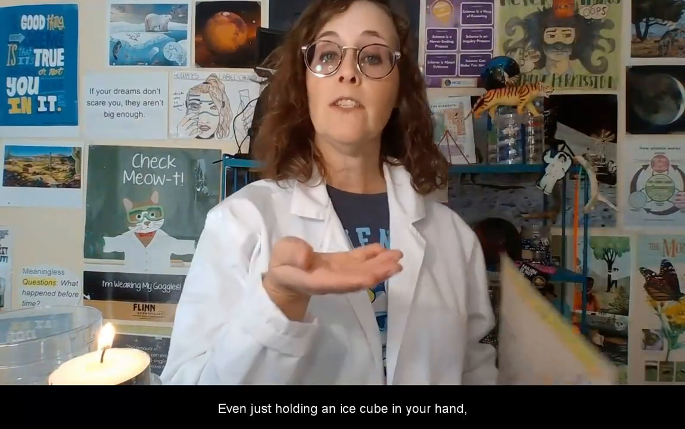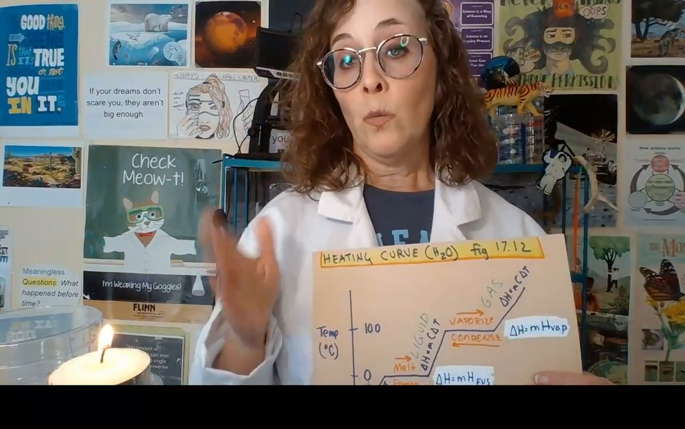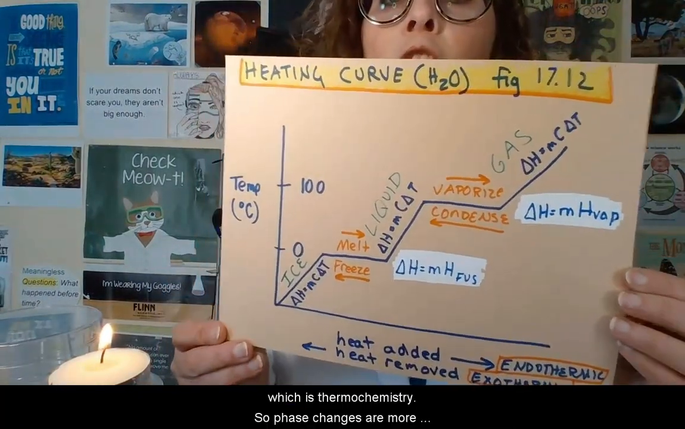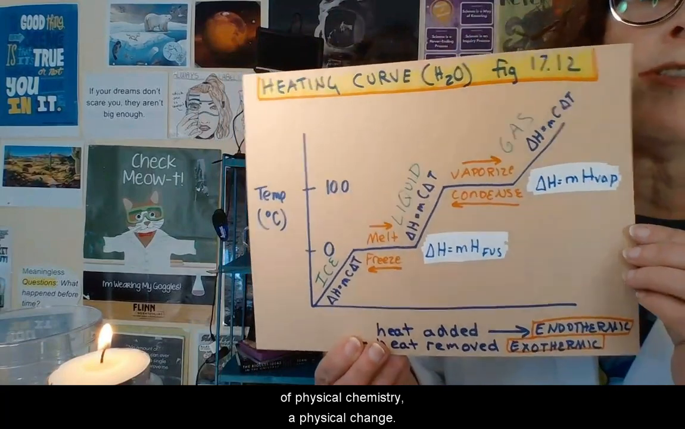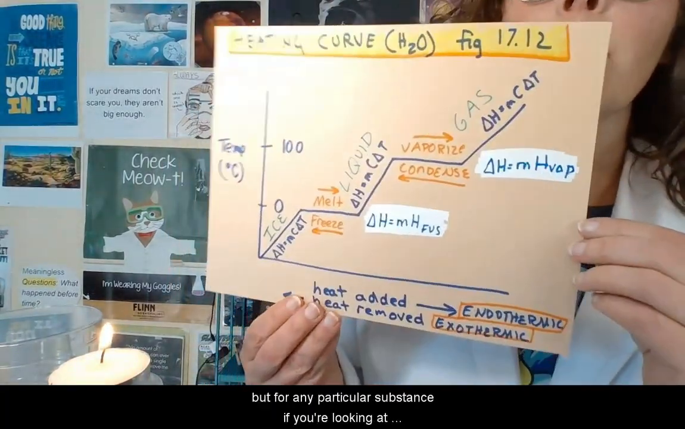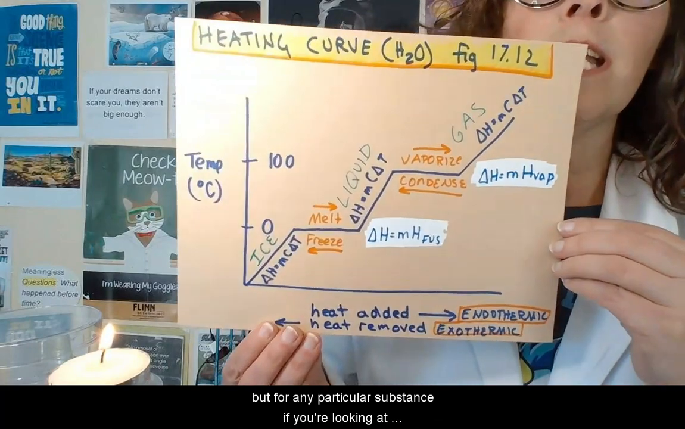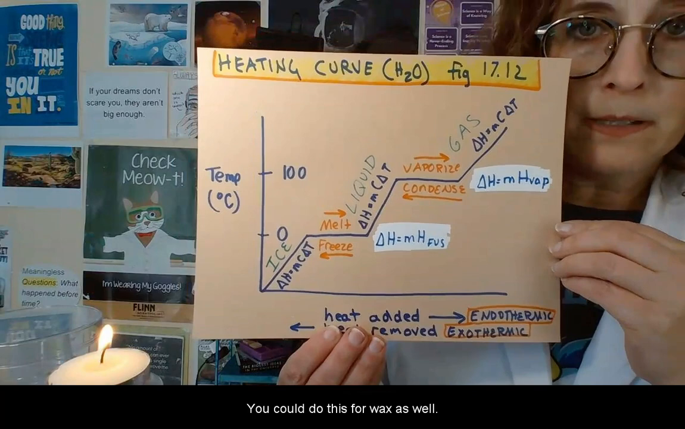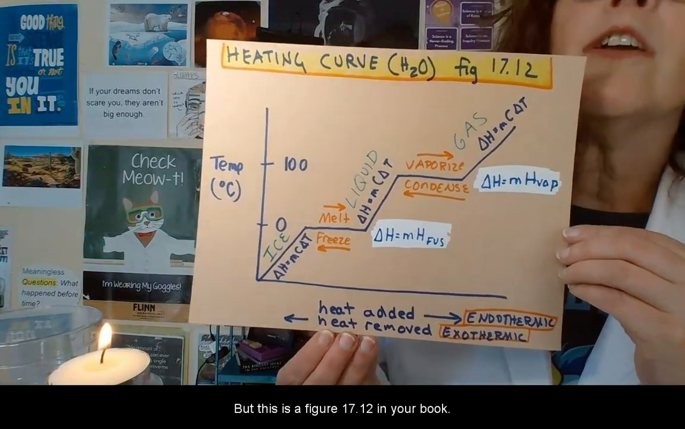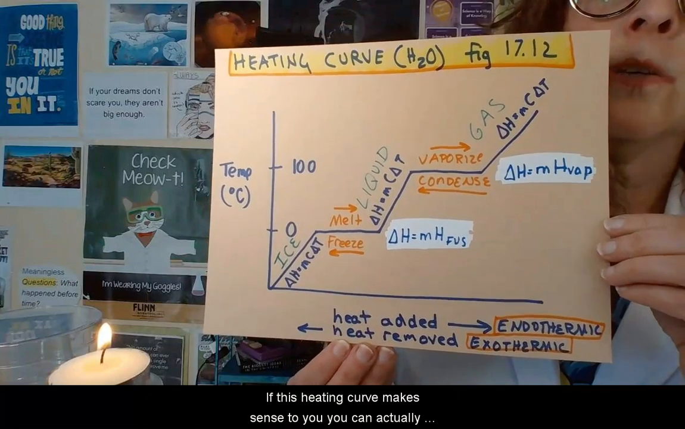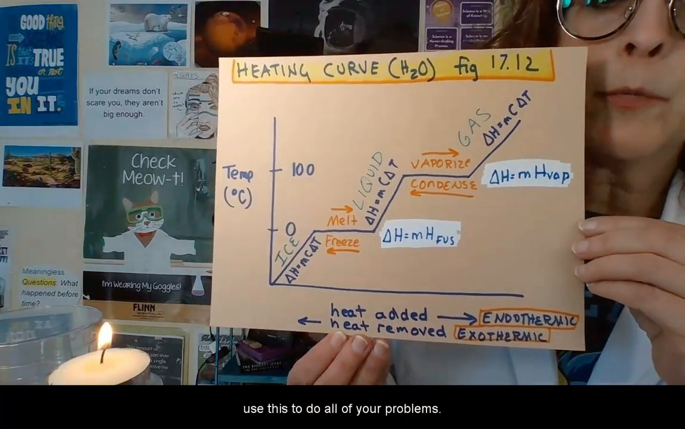Even just holding an ice cube in your hand will give us a change in energy, which is thermochemistry. So phase changes are more of a physical change. Burning a candle is a chemical change. But for any particular substance, if you're looking at its phase changes, you could do this for wax as well. This is figure 17.12 in your book, and if this heating curve makes sense to you, you can actually use this to do all of your problems.